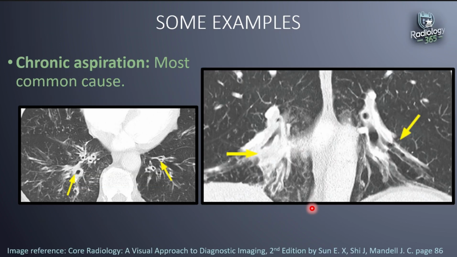Now let's look at some examples and how they look. So we mentioned chronic aspiration as one of the causes. It's actually the most common cause of bronchiectasis. And in these images, we see a case of bronchiectasis from chronic aspiration. The axial and the coronal CT show bronchial wall thickening. You can see the walls of the bronchi are actually thickened in the bilateral lower lobes due to dependent aspiration. Now, chronic aspiration causes bronchiectasis by causing repeated inflammation and bronchial wall damage, and that leads to the permanent dilation of the bronchi.